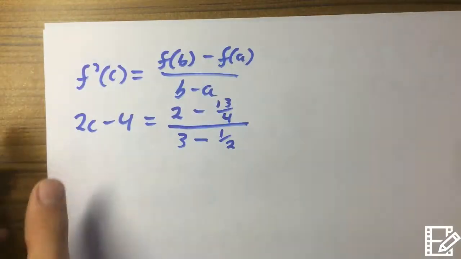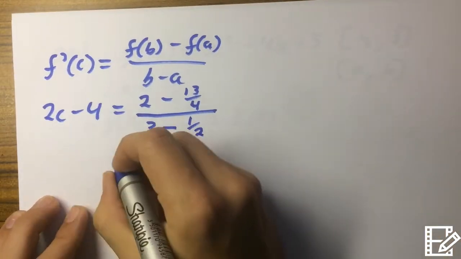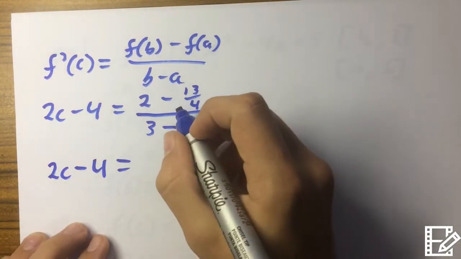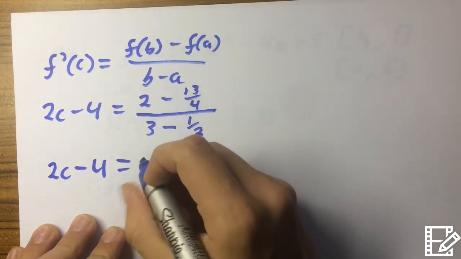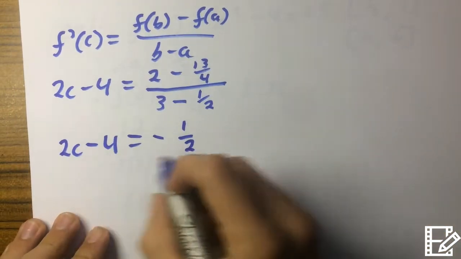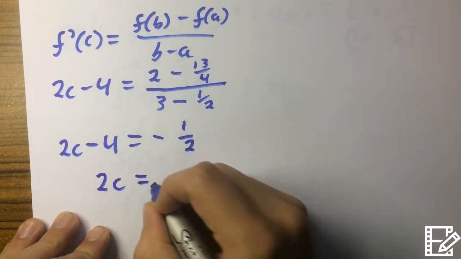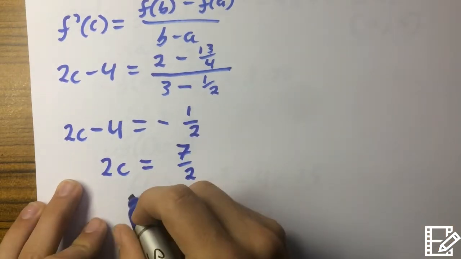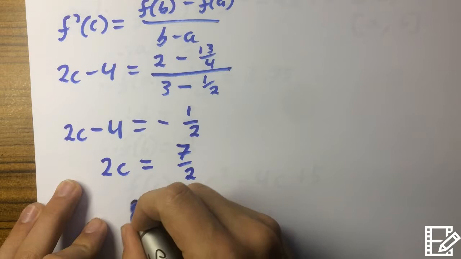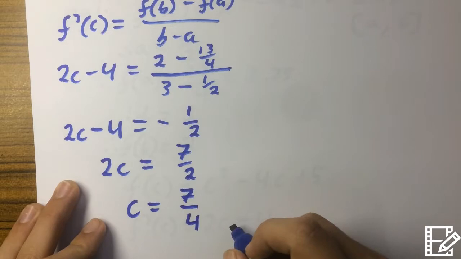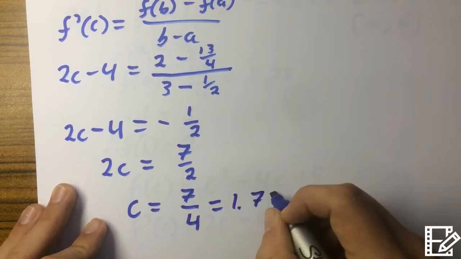Now we have something we can work with, and we just rearrange to find c. We'll keep this side the same, and this side here, all that comes down to negative 1/2. If we add 4 on both sides, we get 2c equals 7 over 2. Then we divide both sides by 2, and c equals 7 on 4, or 1.75.